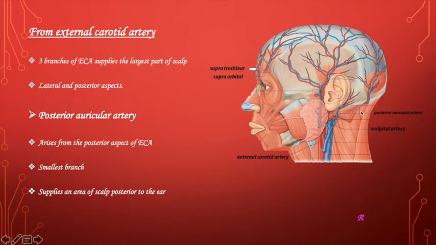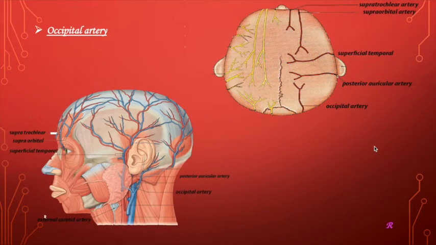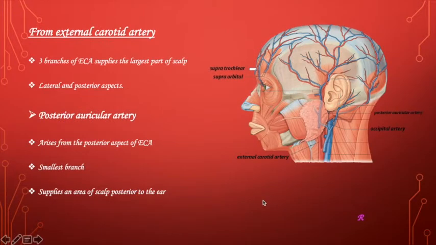In this figure, you can see this is the posterior auricular artery. You can see the markings here. As the name suggests, it is going posterior to the ear. So, this artery is supplying an area of scalp that is posterior to the ear. Once again, I have to tell you that posterior auricular artery is a branch of external carotid artery.